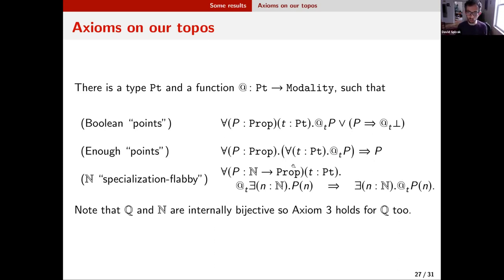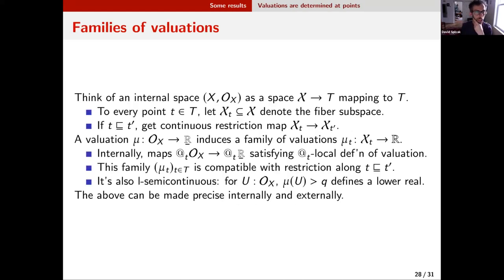In other words, that is not always true in all toposes. And the third is that the natural numbers are specialization flabby, in the sense that if you have a predicate on naturals and a point, and you knew that at the point there is a natural making the proposition true, then there's a natural globally such that the proposition is true at the point. Okay, with these axioms, we can get going.